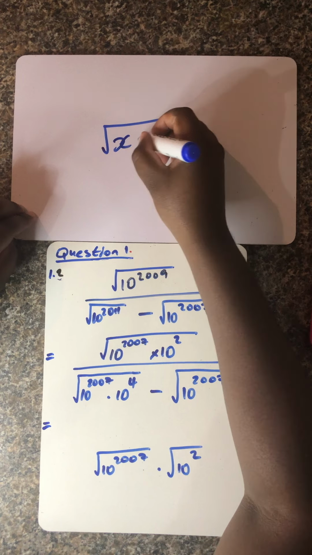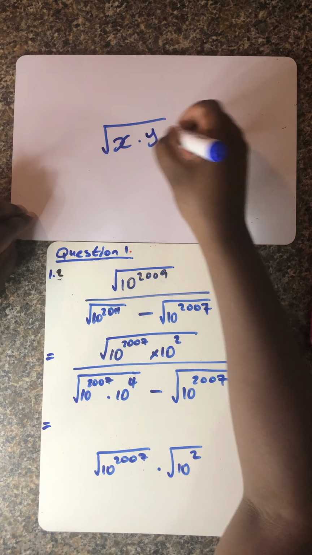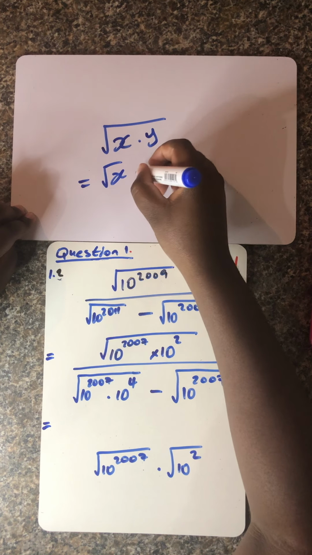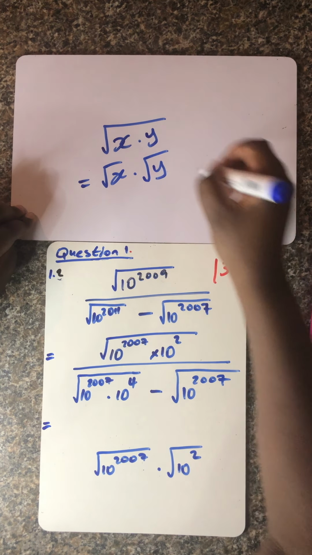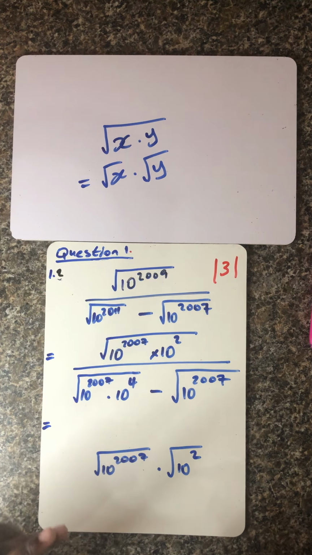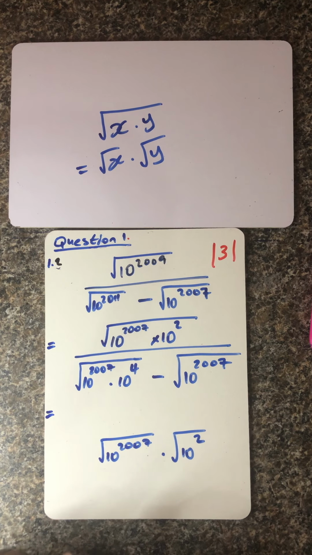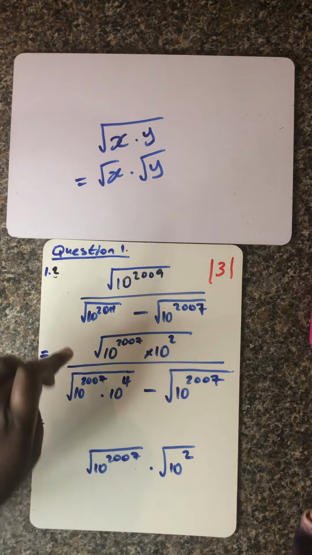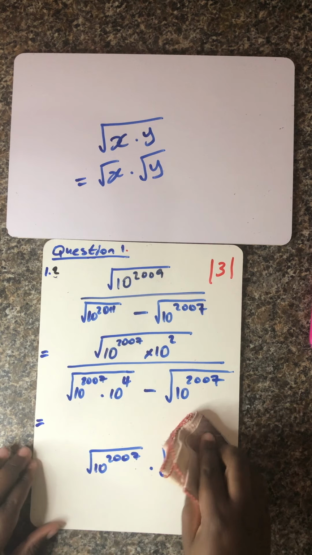So if you have the square root of x multiplied by y, this is the same as the square root of x times the square root of y. Okay, very, very important, ladies and gentlemen. You should know that information. That's why I'm saying the whole of this is the same as that.